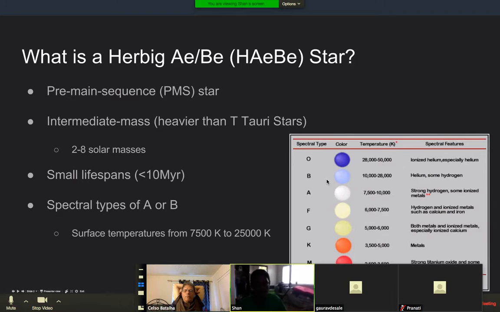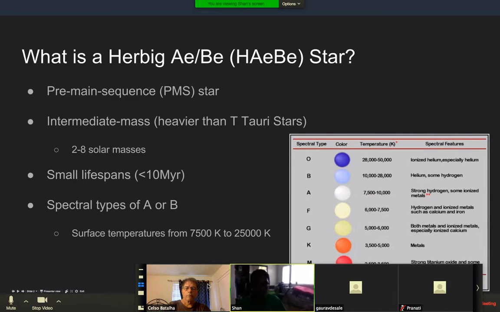They have masses from 2 to 8 solar masses, whereas T Tauri stars have masses that range from 0.5 to 3 solar masses. Because of their heavier masses, they have shorter lifespans, usually less than 10 million years. Also because of their masses, they contract a lot more under their gravitational pressure, and that releases a lot of energy.